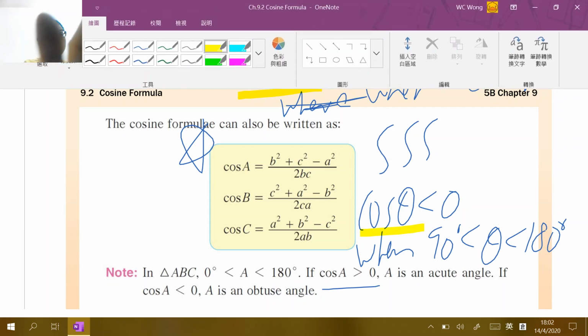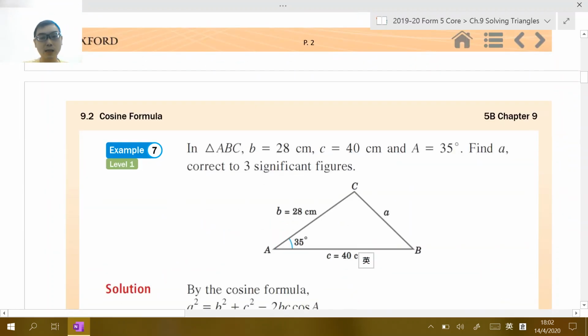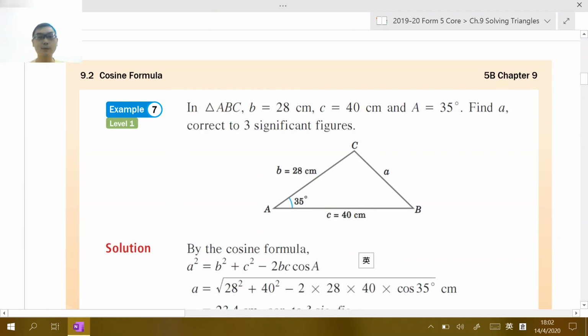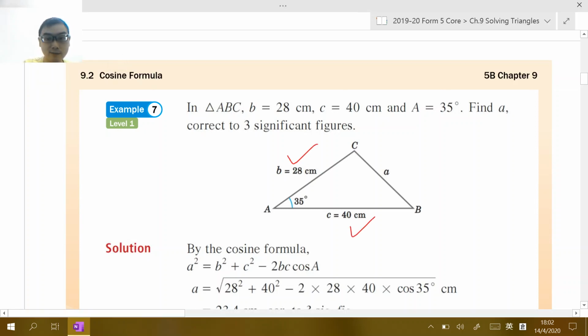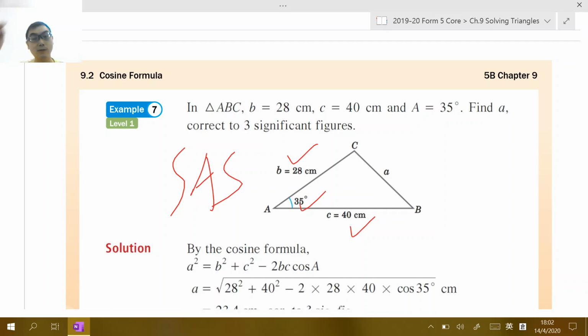And in practice, how should you use it? I think you can just read the example by yourself. For example, now you can see in this triangle you are given these three things. You can see the length here, and this one. So you can easily see that this one satisfies SAS because you have two sides.